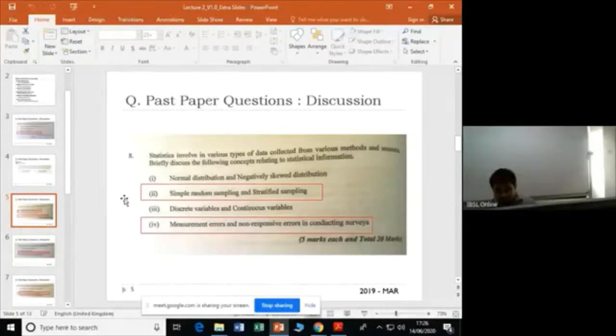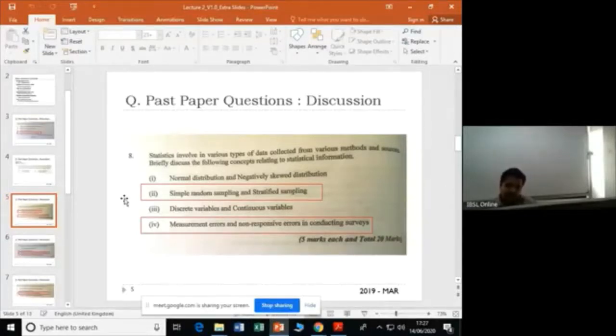Look at part number 4. Measurement errors and non-responsive errors in conducting surveys. This is one of the most favorite areas of the examiner. Measurement errors. We discussed that it could be random or systemic, based on the nature of the error being occurred again and again, or towards one data point being erroneous.